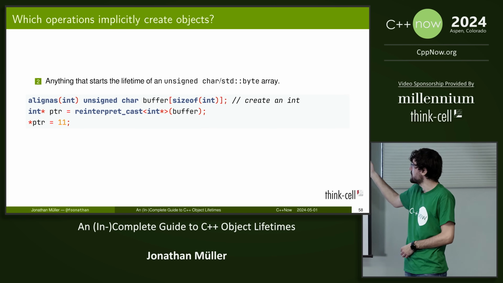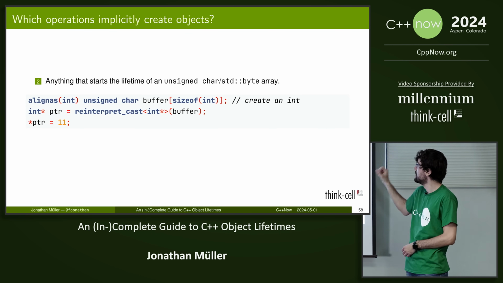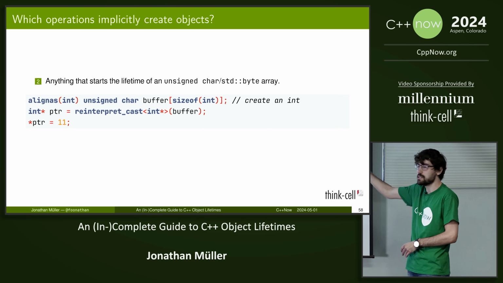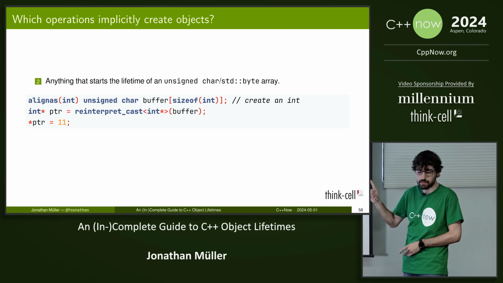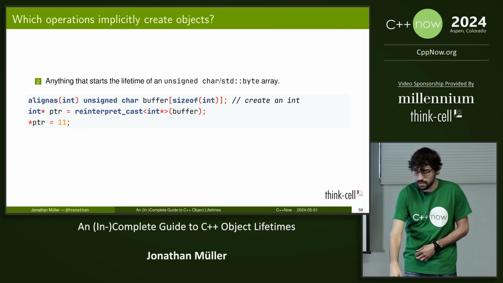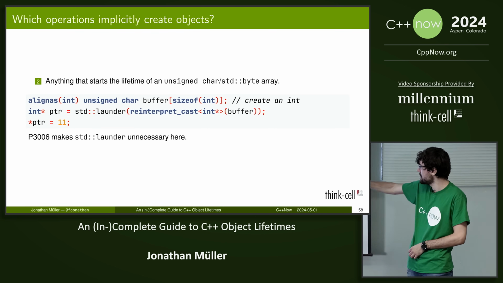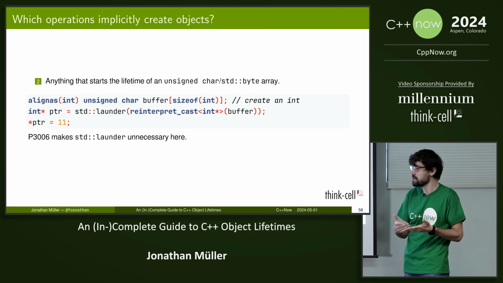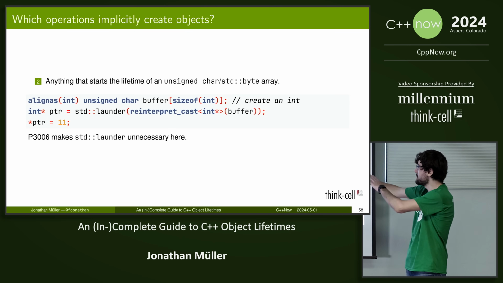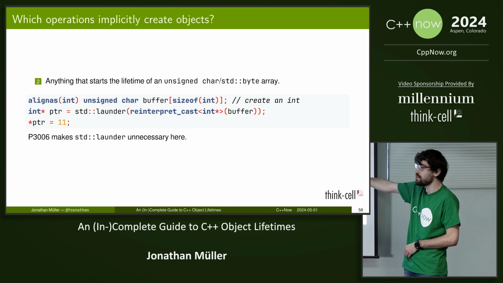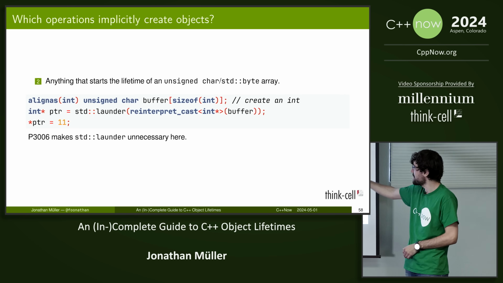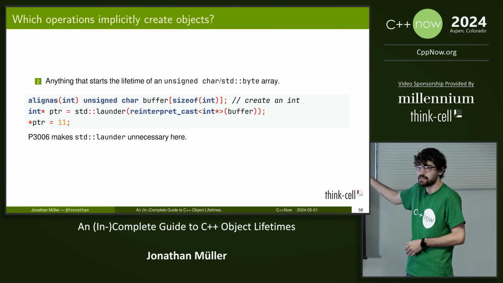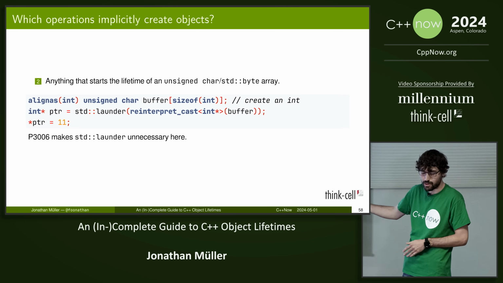Similarly, whenever we have a lifetime of an unsigned char or std::byte array, this implicitly creates an int. So we have a buffer. This implicitly creates an int because we need an int to make it well-formed. Except this is undefined behavior, because of a bug in the standard, you need to std::launder here. This is really bad for pedagogical reasons. I want to talk about this later, but just pretend the launder isn't there. It's my opinion that the launder shouldn't be there. This proposal fixes it. This is a bug in the standard. There's some missing wording to make it well-formed. Details later.